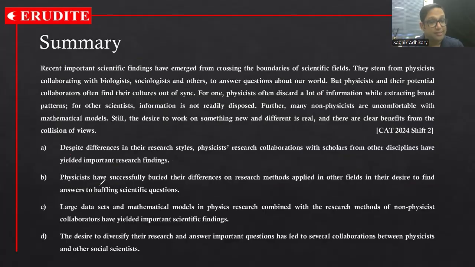We do not have any of that. So not only is this option distorted, it is also limited. It omits certain premises from the passage. So clearly, the answer is not B.